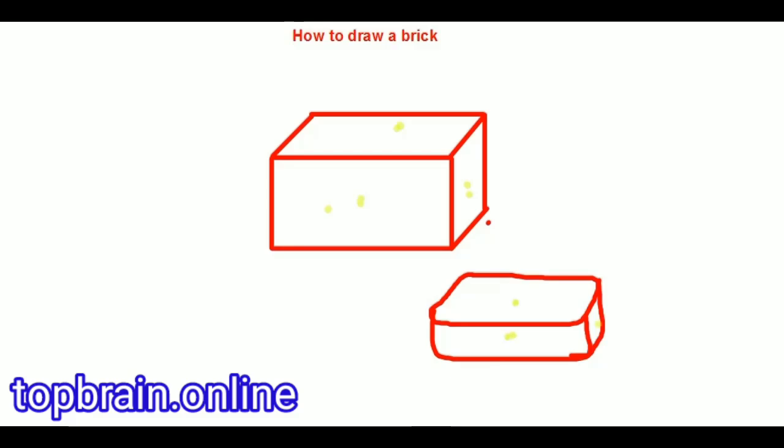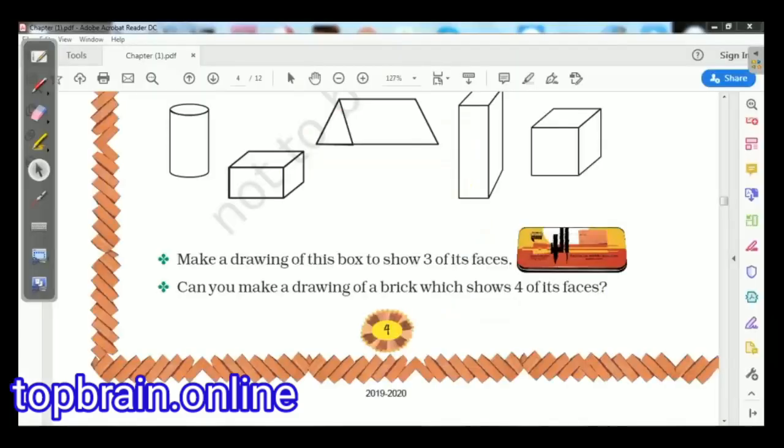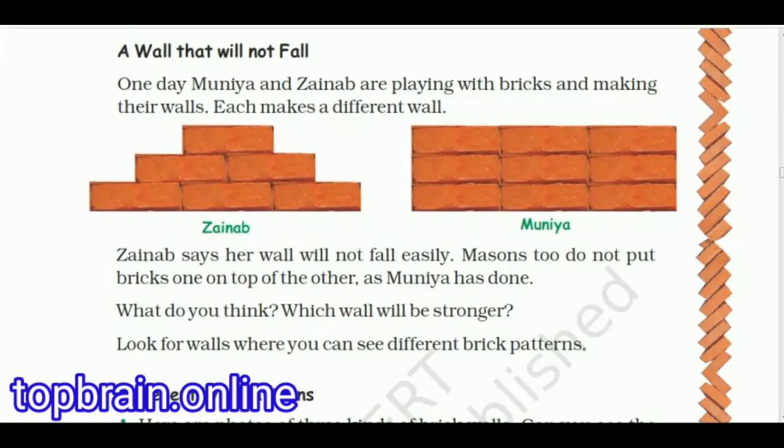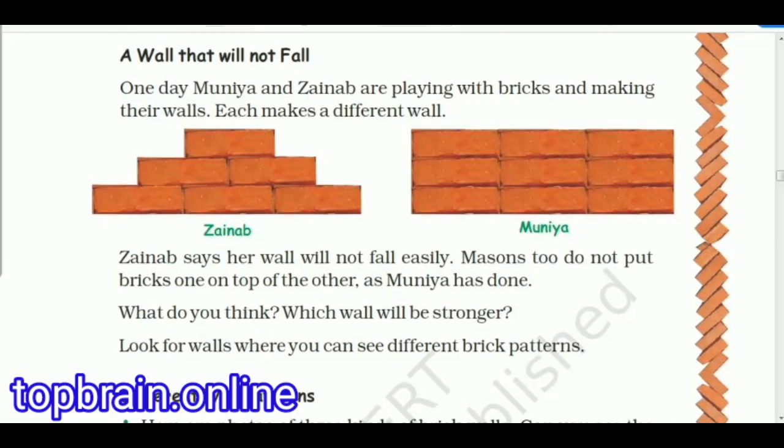Now come to the textbook. Can you make a drawing of a brick which shows 4 of its faces? No. Now these are the walls made by Janeb and Munia. Can you tell me which is stronger? Decide by yourself. In my opinion, Janeb's wall is stronger due to its arrangement of bricks in a particular pattern.